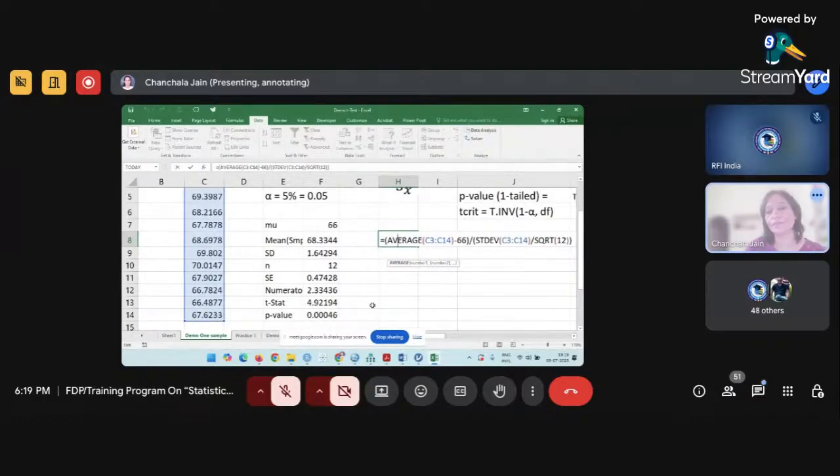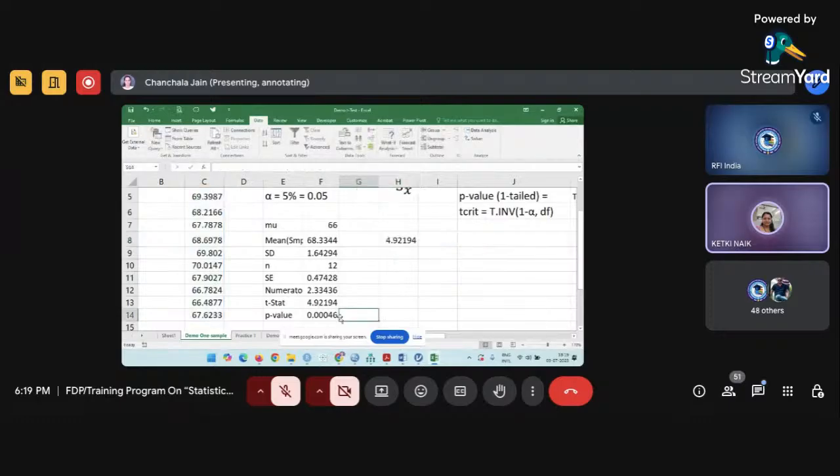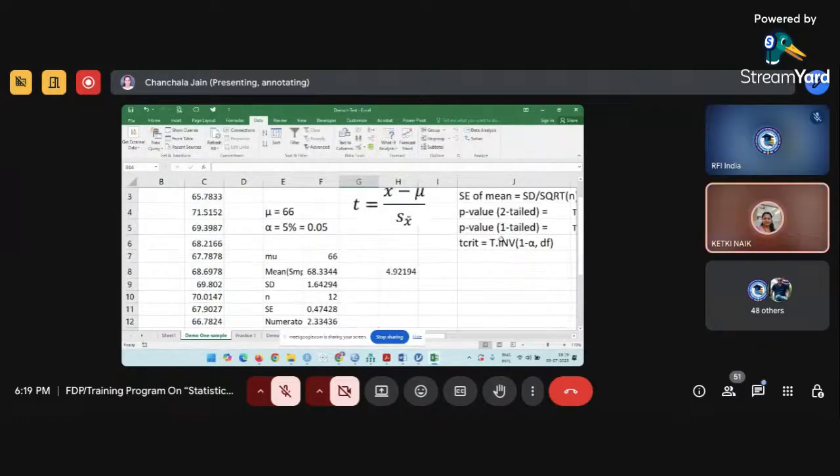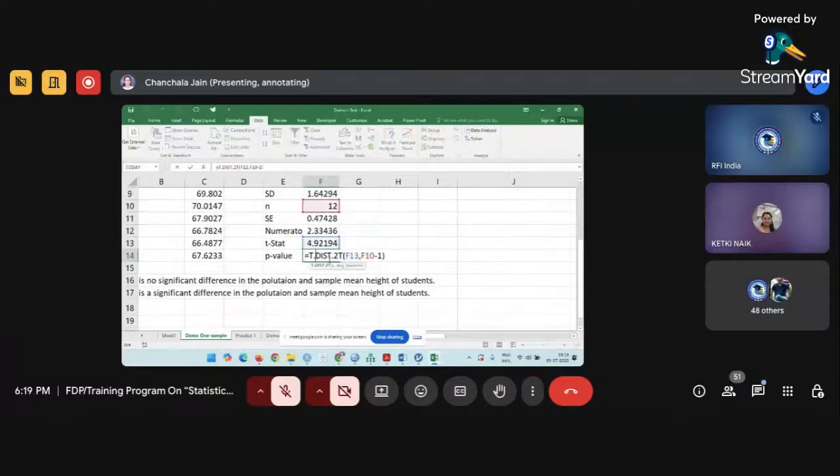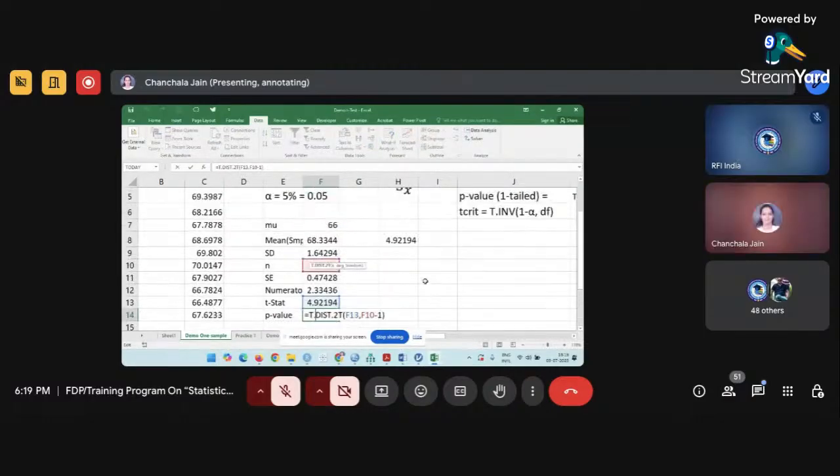And ma'am, what is the formula for the p value? One-tailed or two-tailed? Already it is two-tailed we are using. Sorry, I am using two-tailed. Okay, I took the one-tailed only. No issues. You can multiply that by 2, and it will give you the two-tailed p value. Calculated T is 4.92, with degrees of freedom 12 minus 1, which is 11.